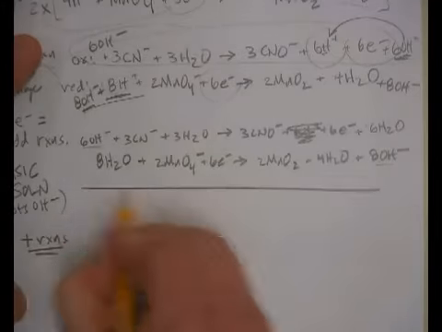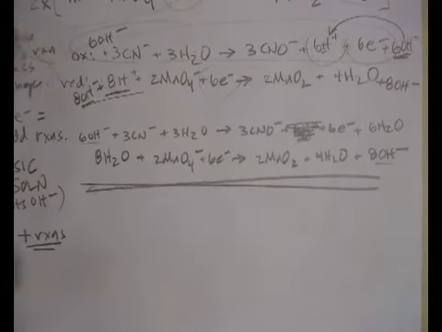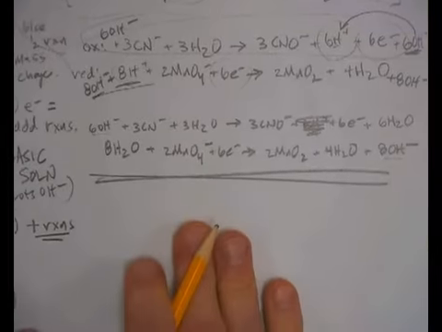So pause the video now. You do the adding of the two reactions together, cross out the things that you can cross off, and then see what you get. So pause the video now and see if you can do that.